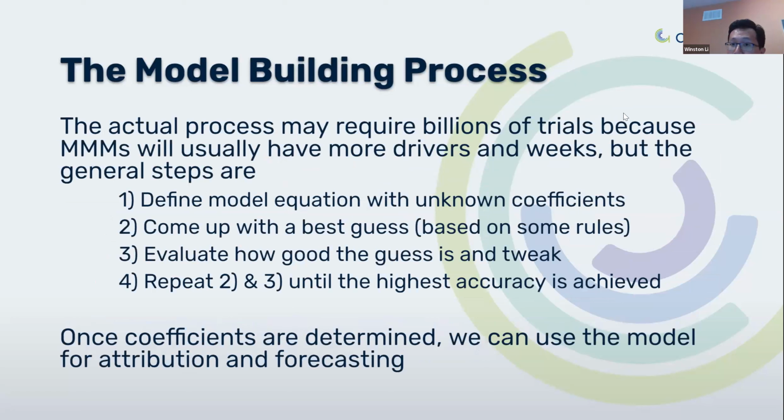So the actual process may be much more complicated, but essentially the steps are the same. We define an equation with unknown coefficients. We come up with a best guess. We evaluate how good that guess is, and we tweak, and we repeat steps 2 and 3 until we achieve the highest accuracy. And once these coefficients are determined, we say we found our model now, and we can use this model for attribution and forecasting.